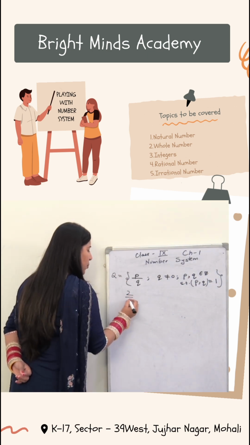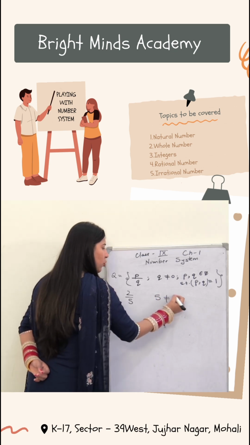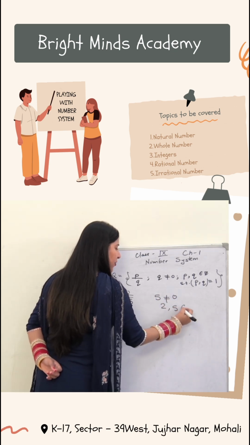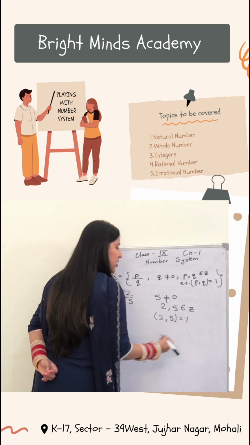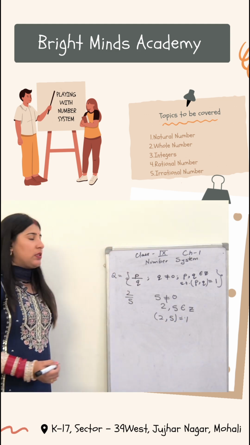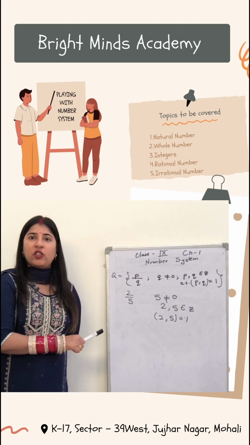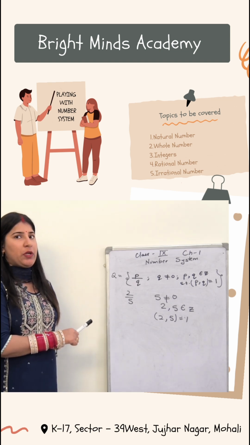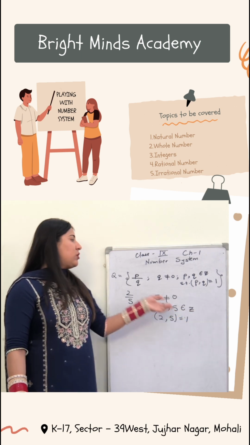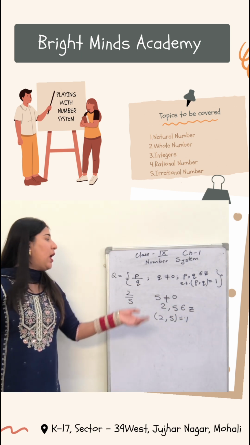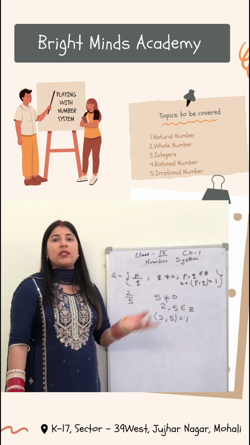For example, 2 upon 5. 5 is not equal to 0, 2 and 5 belong to integers, HCF of 2 and 5 is equal to 1. This is your definition of rational numbers, where the maximum of students leave out the concept of the numbers being co-prime. So this is your definition of rational, and such numbers form a system of rational numbers.